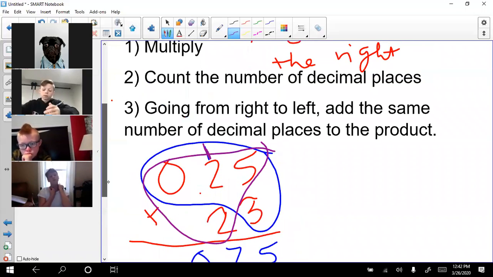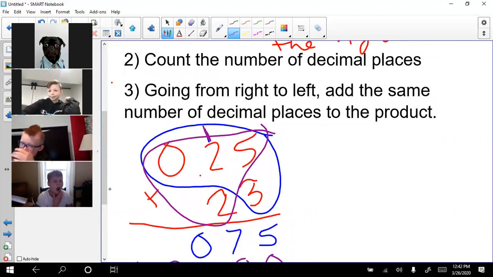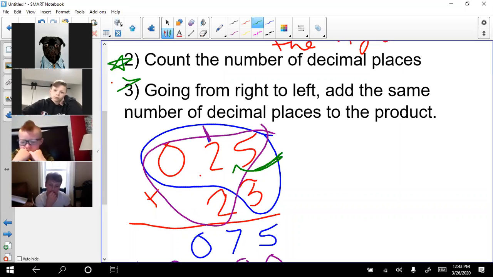So kind of looking at that second step, it says count the number of decimals. So I'm going to do this in green so you can see where I'm at. Okay, so right here, I'm going to start on the right, I'm going to move to the left, and I go 1, 2. So there's 2 decimal spots. Are there any decimal spots here? No, because it's after the 3.